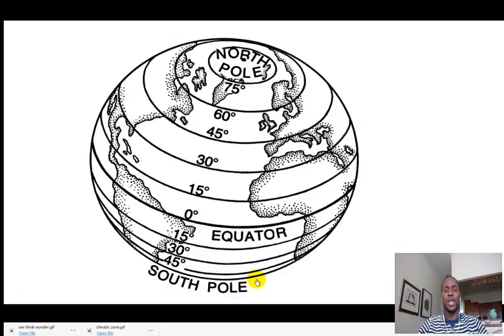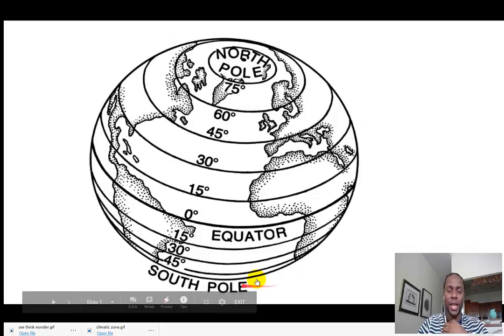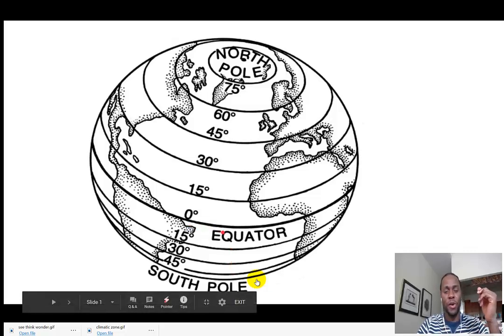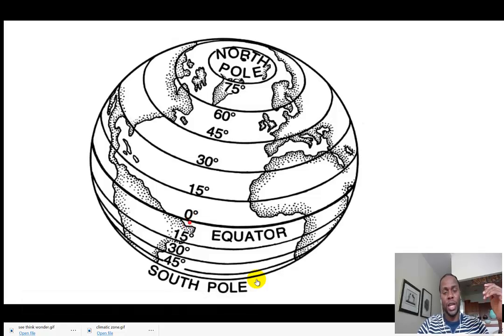So, today we are going to be learning about climatic zones. And before we get into that, I just want to do a quick recap about latitude. I know we've touched on this before, and we said that the major line of latitude is the equator, cutting the Earth into northern and southern hemisphere.